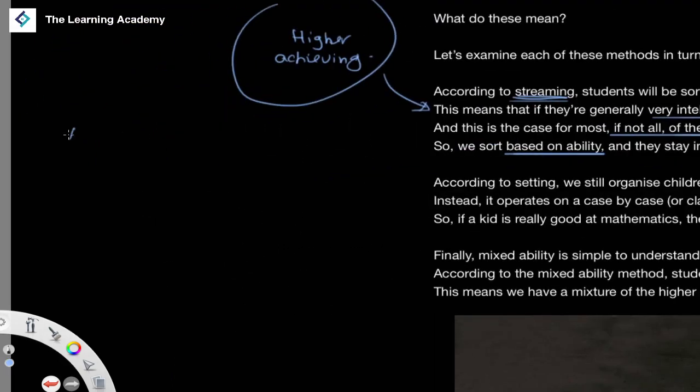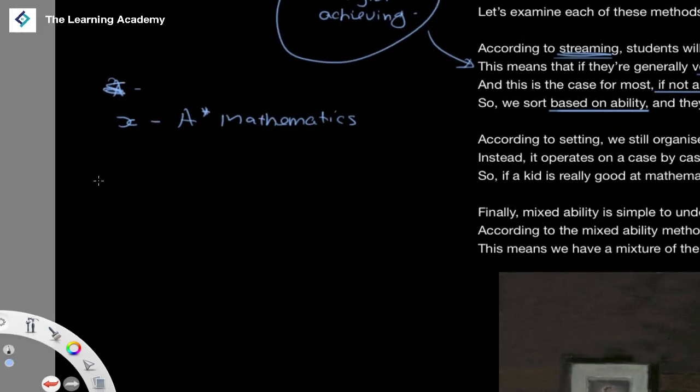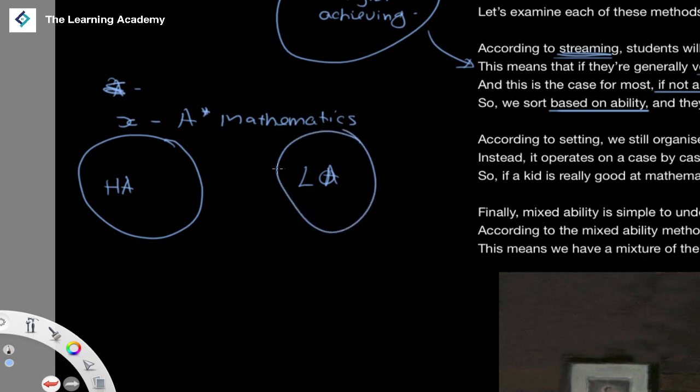So for example, if child X was an A-star mathematics student, then in this example they'd be placed in the top set for mathematics, but we'd also put them in the top sets for all the other subjects. So we'll have basically all of the high achieving, HA for high achieving, in one class that applies to all of their different subjects, and then we have the lower achieving children in their own. So we have almost a separation between the two. That's what streaming refers to.